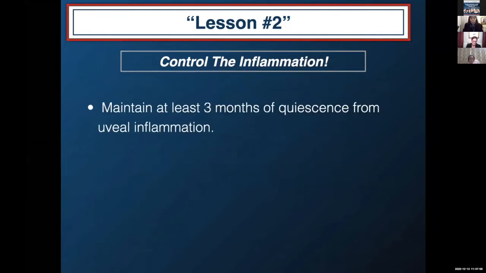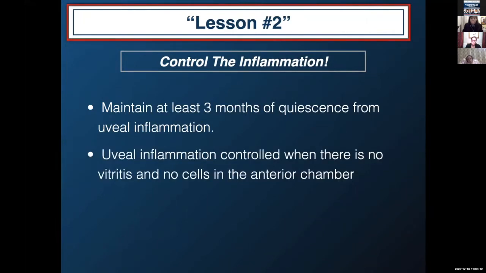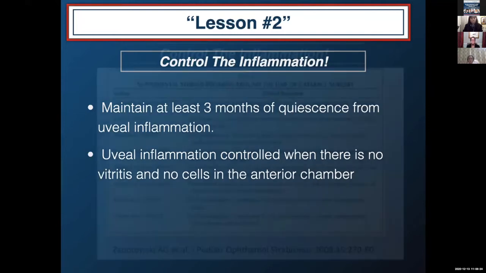So what do I mean by controlling the inflammation? You want to maintain at least 3 months of quiescence, control when there is no vitritis and no cells in the anterior chamber. Residual flare is acceptable, but no vitritis and no cells in the anterior chamber.